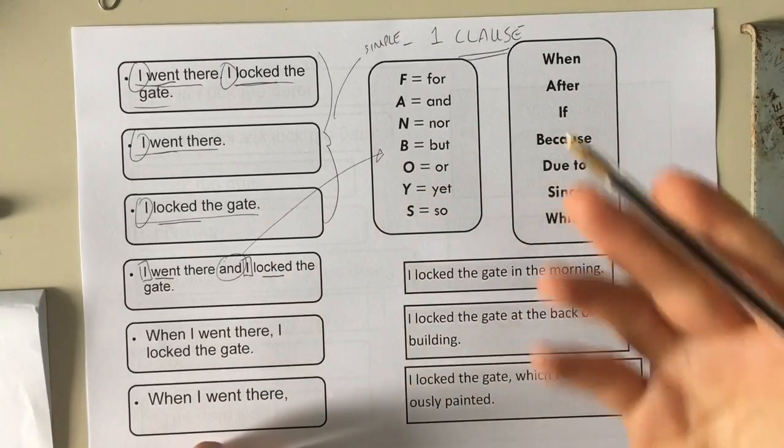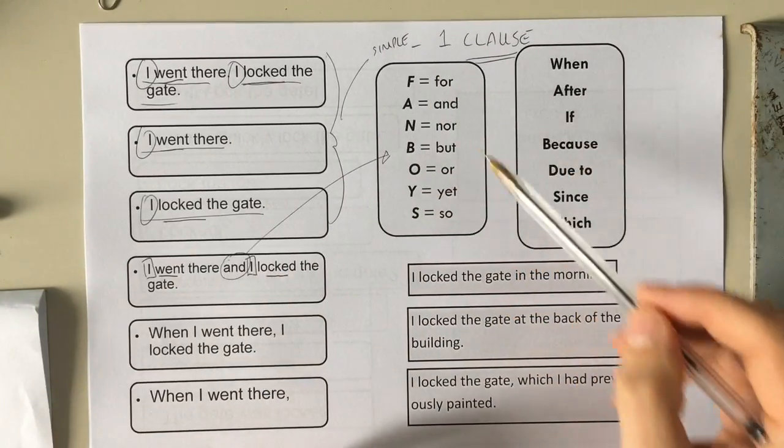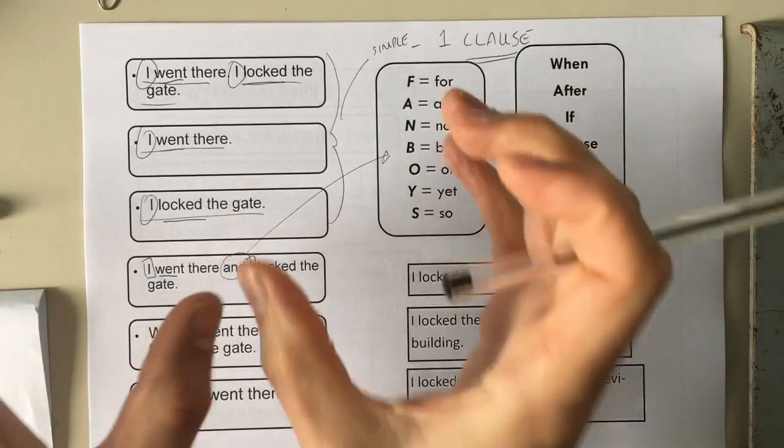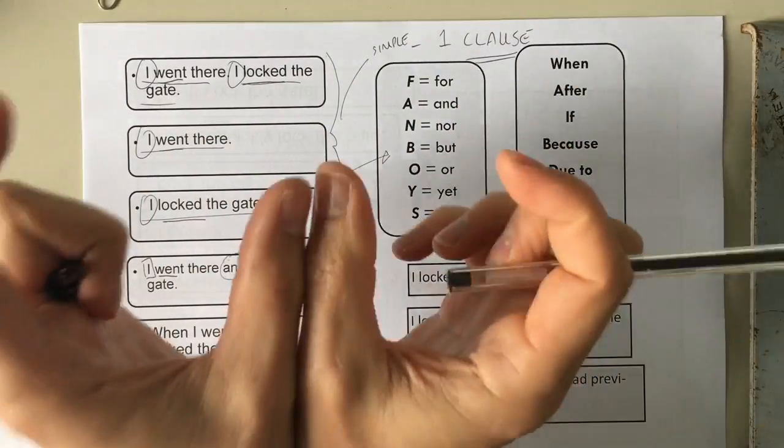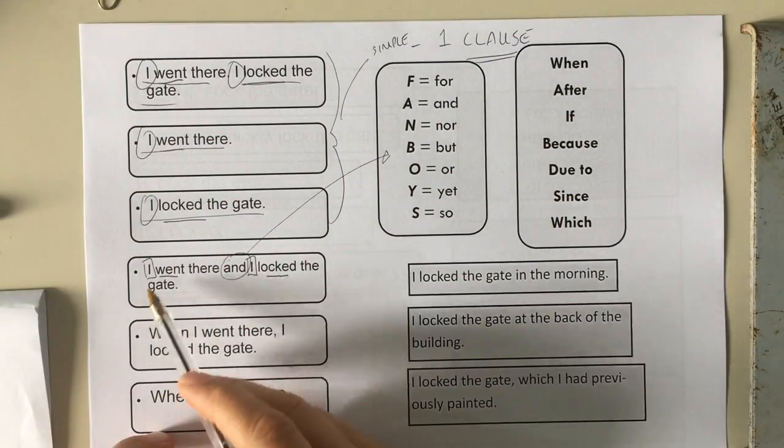So these coordinating conjunctions are of a particular type that coordinate, they bring together two distinct sentences. Okay, I went there and I locked the gate.